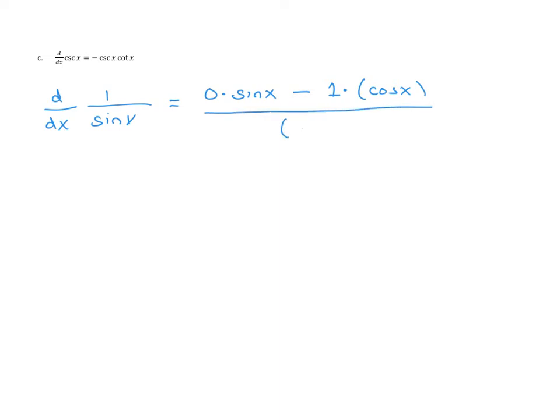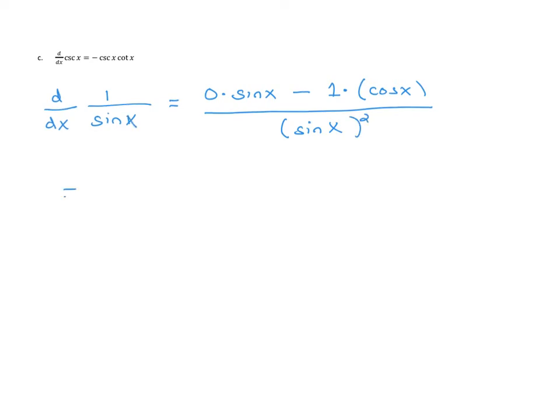All right, let's prove this formula. The way it's done is by rewriting cosecant as 1 over sine of x. Then we can now use the quotient rule to take the derivative. The derivative of the top is 0, times the bottom is just sine of x. Then minus, leave the top alone and multiply by the derivative of the bottom, and the derivative of sine is cosine. This is all divided by the denominator, sine squared.